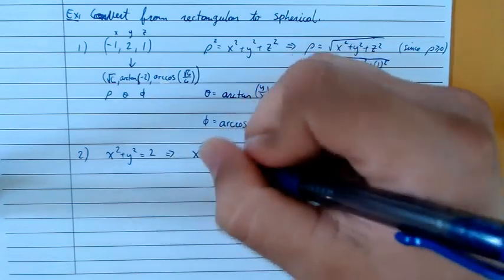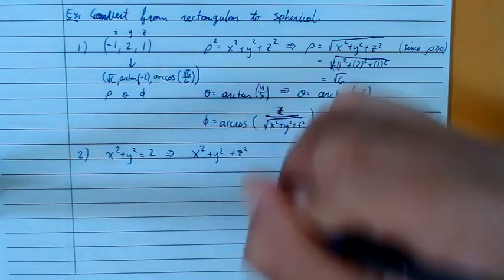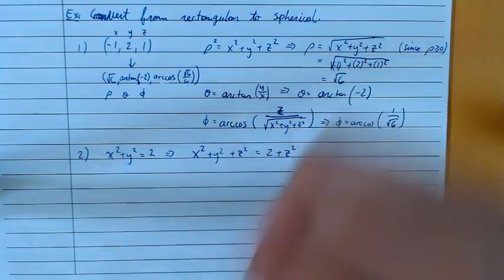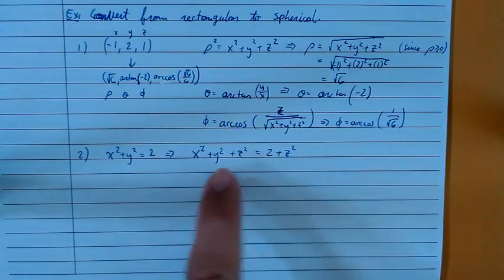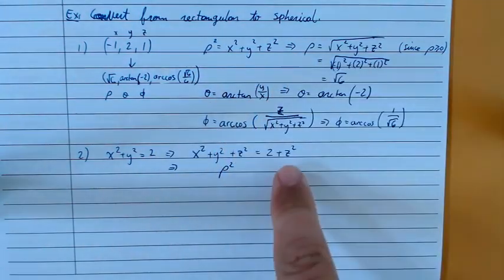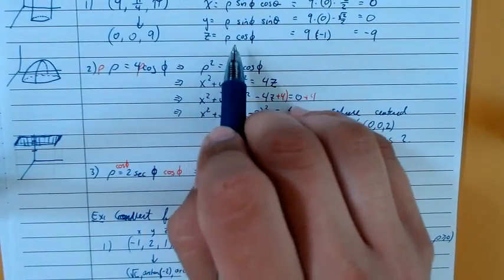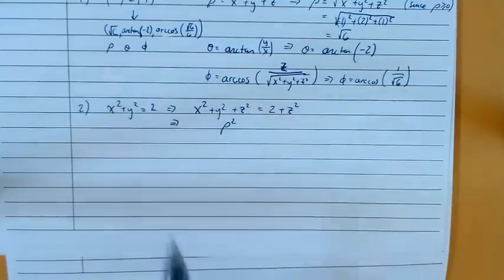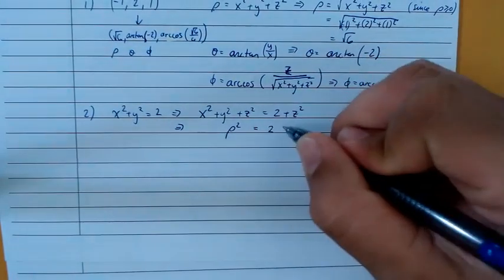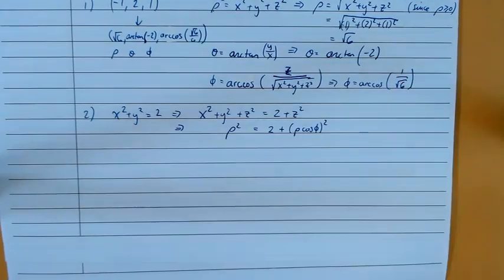x squared plus y squared. I'm going to add a z squared to this side, which means I'm going to add z squared to the other side. Whatever you do to one side, do to the other. Now that one's simple. That's just rho squared. But over here, I know that z can be converted to rho cosine of phi. So z squared would just be rho cosine of phi squared, like that.